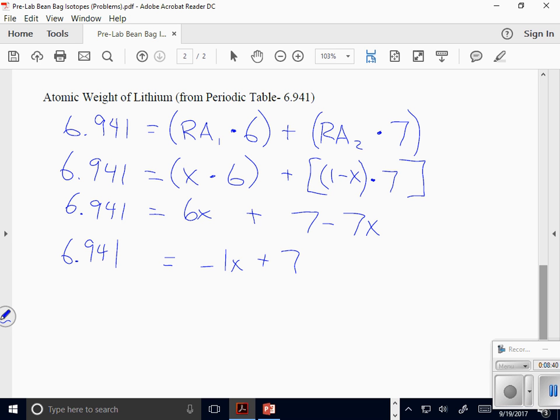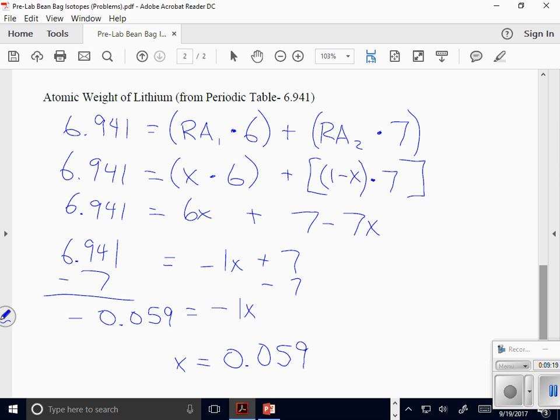Well, I'm going to subtract 7 from both sides. So I get 6.941 minus 7 is going to give me negative 0.059 is equal to negative 1x. So what is x equal to? X is equal to 0.059.